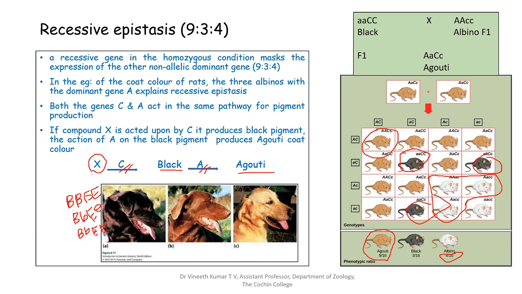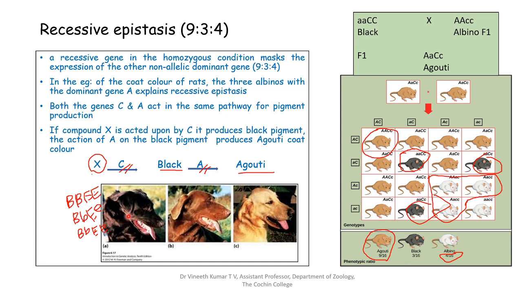The same is the case with brown color. When you have small b along with capital E capital E or capital E small e, you get a brown color. Whenever small e is present in the homozygous condition, the same thing will happen. That means if you draw a dihybrid cross, you can see that these three individuals with small e and capital B or small b will have the yellow coat color.